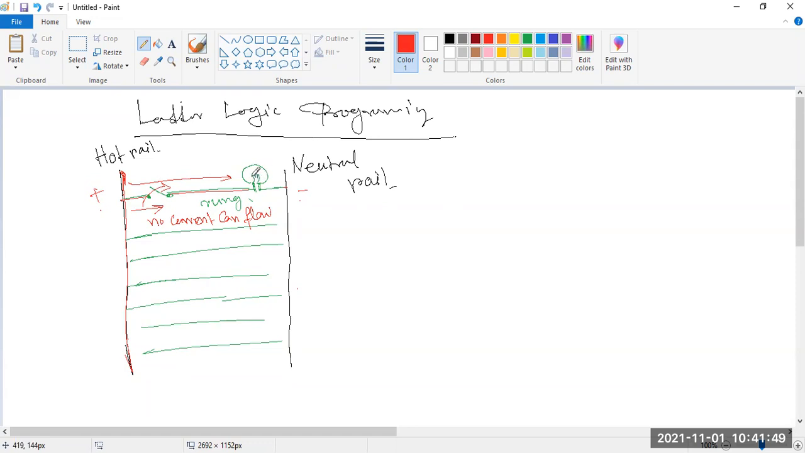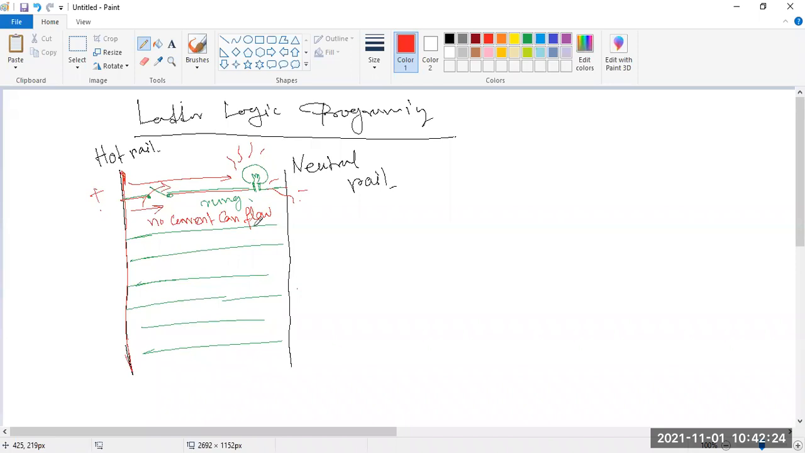Now here you put a bulb, then this bulb will glow and the current is coming to the neutral. So in this way, one rung represents one logic, that is a switch. Whenever you switch it on, then it is on. Whenever you switch it off, or just open the switch, then your bulb will go dim. So in this way, various logics are put over here.